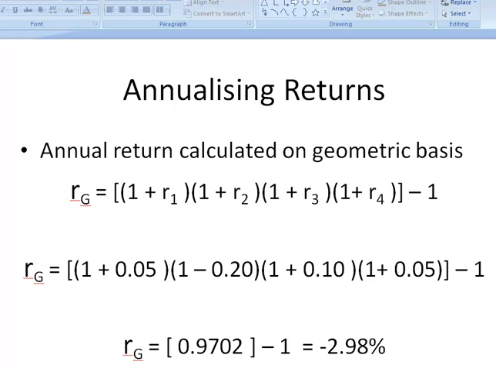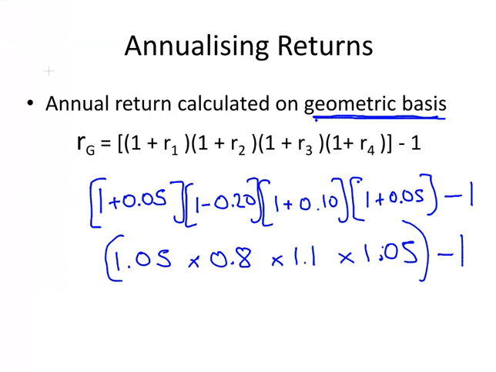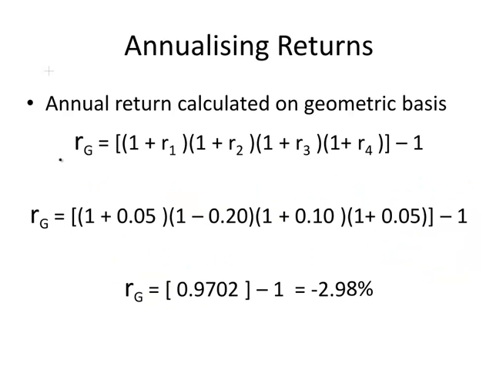So the answer works out to be, whoops, I've gone to the wrong page. Let me go back a second here. There we go. Sorry about that. Now, the answer works out to be, if you multiply everything I just did there, 0.9702 minus 1. So the answer works out to be minus 2.98%.